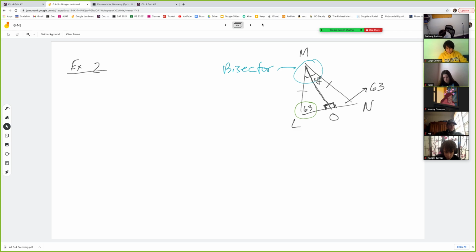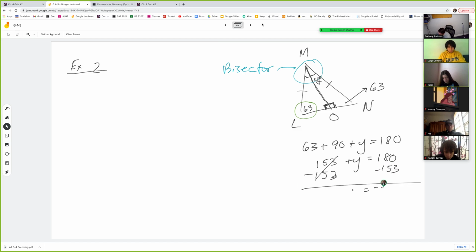So we have 63 plus 90 plus y equals 180, because every triangle is 180 degrees. So we add these two together to get 153 plus y equals 180, minus 153, minus 153, y equals 27 degrees. Okay? Awesome. So hopefully you guys are understanding the isosceles triangle theorem.